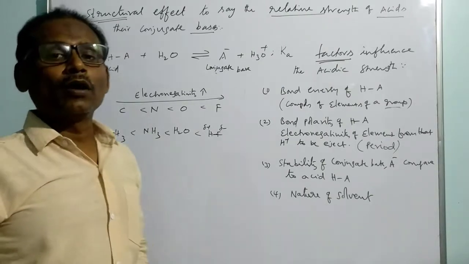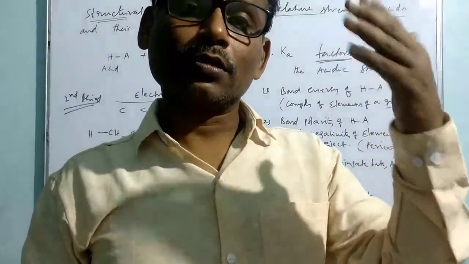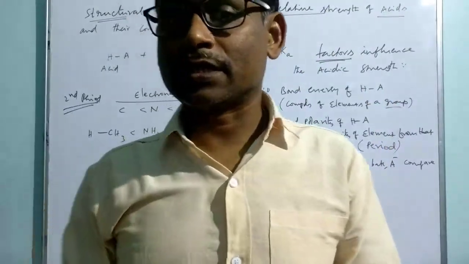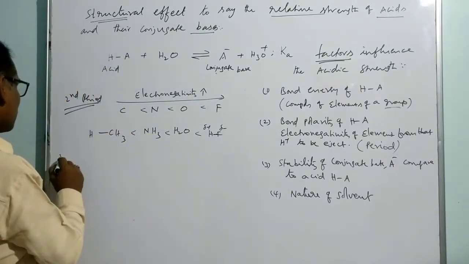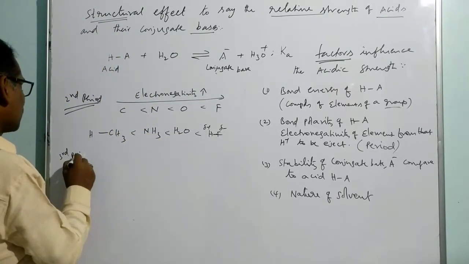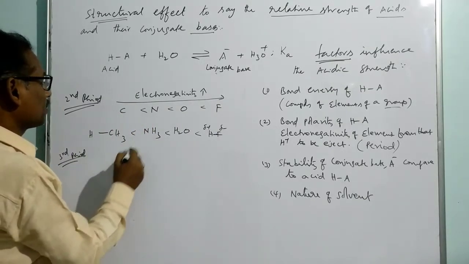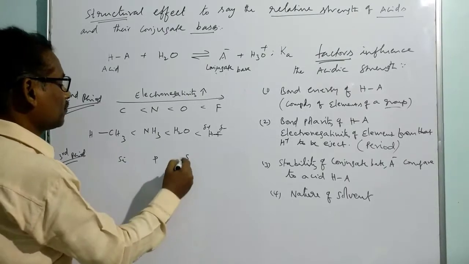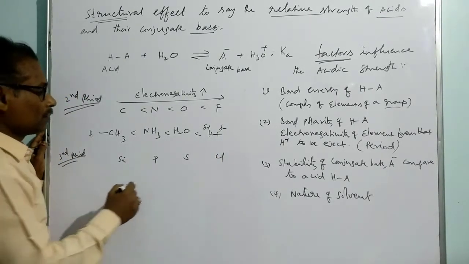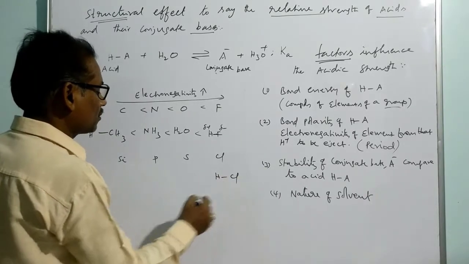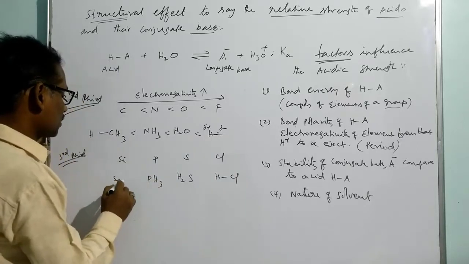So here the bond polarity, that means the electronegativity of the element from which the proton is supposed to be ejected, matters. So let me take for example the compounds of the third period. If we go for the third period, what elements will you get under carbon? You will get silicon, then phosphorus, sulfur, chlorine. So let us take the hydrides of these elements. Here you get HCl, here you get H2S, you will get PH3, you will get SiH4.